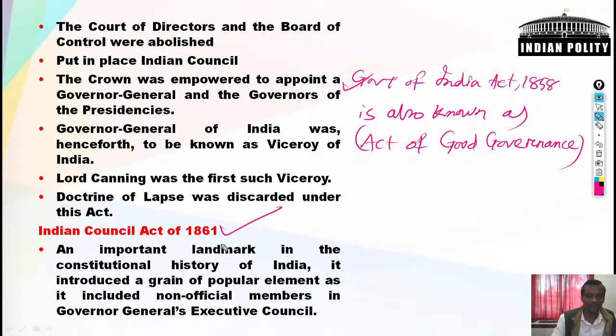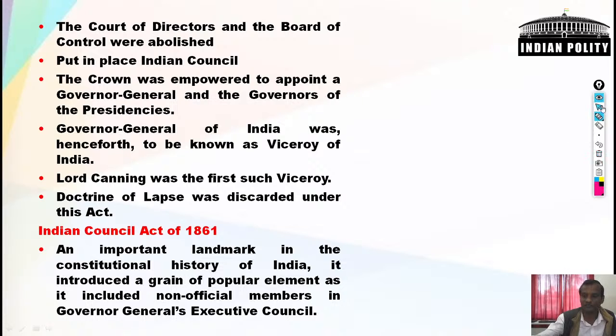Then 1861. An important landmark in the constitutional history of India, it introduced a popular element by introducing non-official members in the Governor General's Council. Non-official members means they are not Britishers, rather Indians. So for the first time Indians were to be associated with British India affairs. Now move to the next thing.